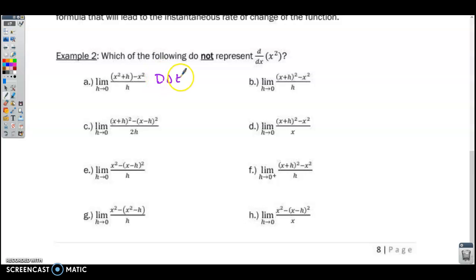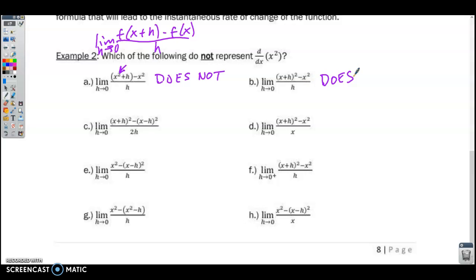Part A does not. Why not? Because if you remember, with the limit of our difference quotient, we were always taking x plus h and putting it into the function in some way. We've seen this form of the difference quotient. This is trying to do f of x plus h minus f of x, but it didn't put x plus h in here for x squared. It just took the x squared and added on an h. That's why that one doesn't work. This one does represent it.